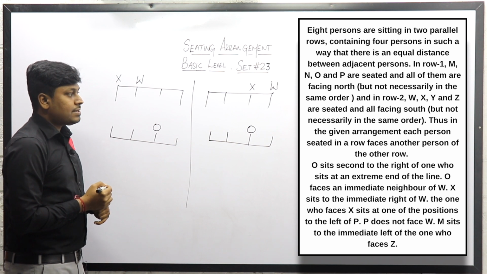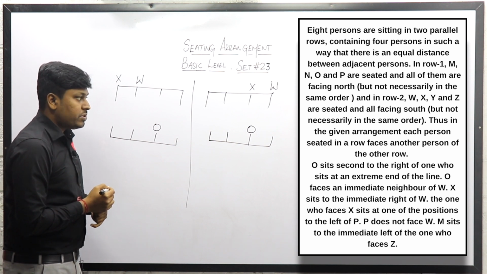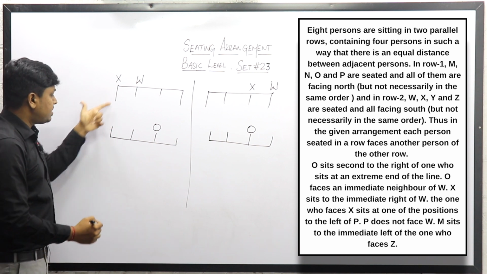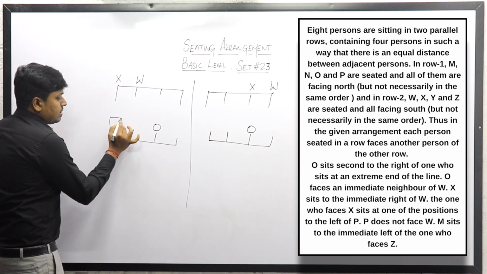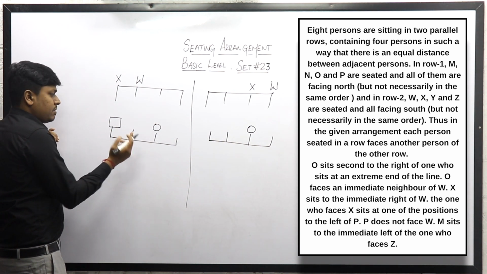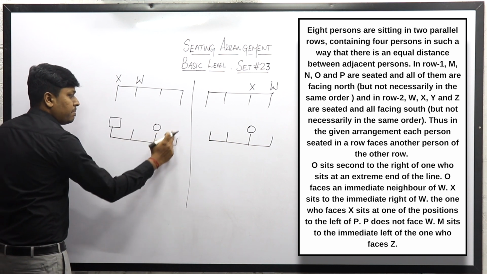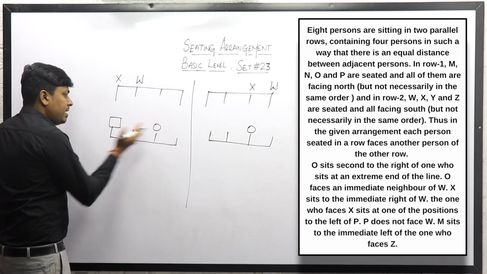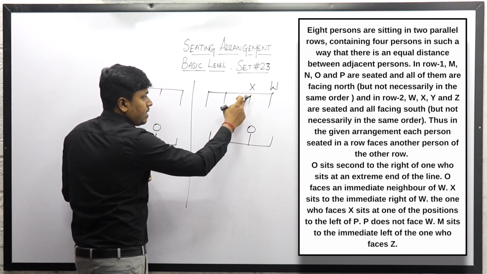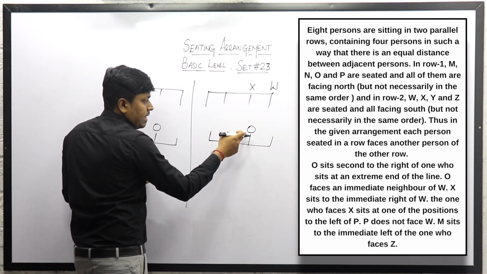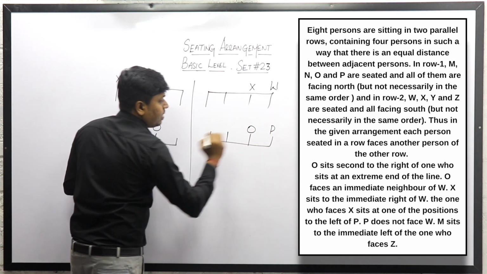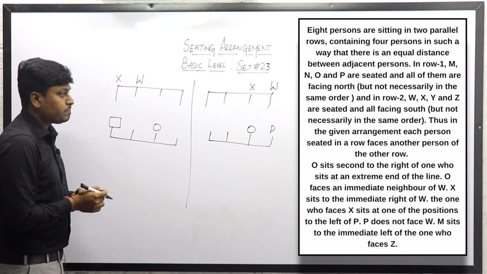The one who faces X sits at one of the positions to the left of P. So the person who is facing X, this person will face X, right? Understood? This person is sitting to the left of P. So either P should be placed here or P should be placed here, but definitely P's left hand side should be this person. Similarly in this possible diagram, where the person facing X is sitting to the left of P, we have only one place. I should fix P here, no other way.